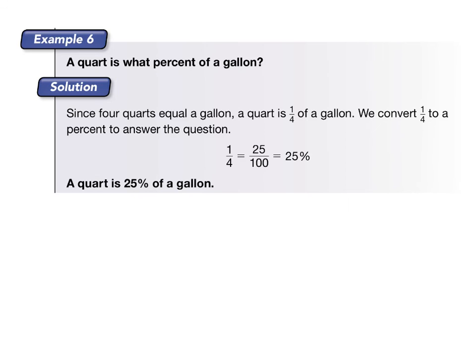All right, the last, a quart is what percent of a gallon? Write that down. A quart is what percent of a gallon? Well, since 4 quarts equals a gallon, then a quart is 1/4 of a gallon. And all we want to know is what percent is that. So if you have a fourth, we're going to convert the fourth to a percent. So make the denominator 100. So 4 goes into 100 25 times. You end up with 25 over 100, which is 25%. So a quart is 25% of a gallon.